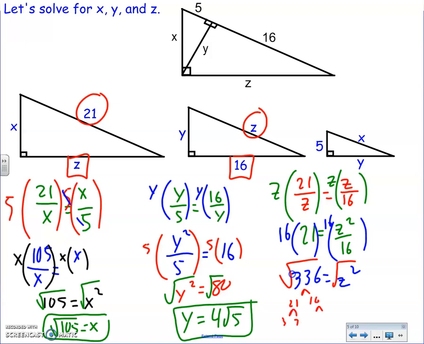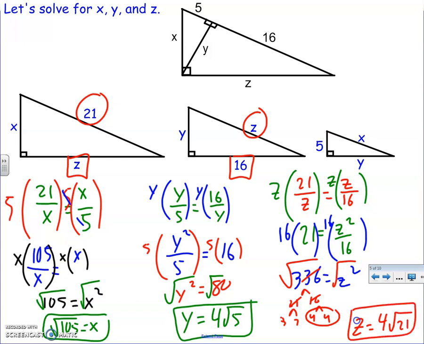I do know 336 turns into 21 and 16. That's 3 and 7. That's 4 and 4. So there's a pair of 4s. The 3 and 7 are unpaired, stay together. So that will make this z equals 4 on the outside, square root of 21 on the inside. All right, so I found x, y, and z.